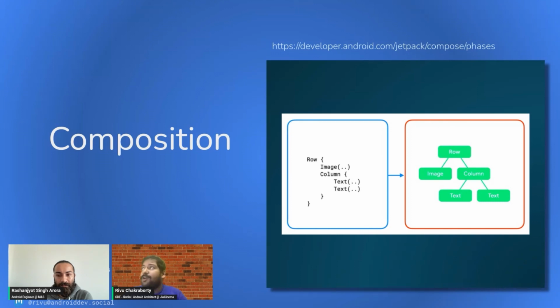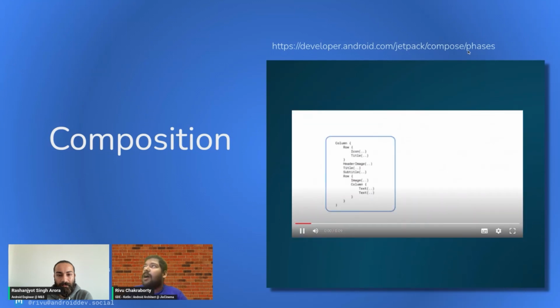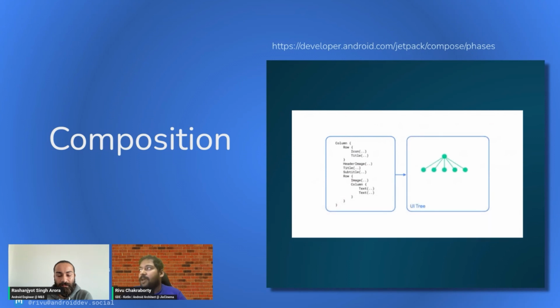I have a video for this as well. This video is taken from developer.android.com/jetpack/compose/phases. So here you can see how it draws the nodes in the composition layer.